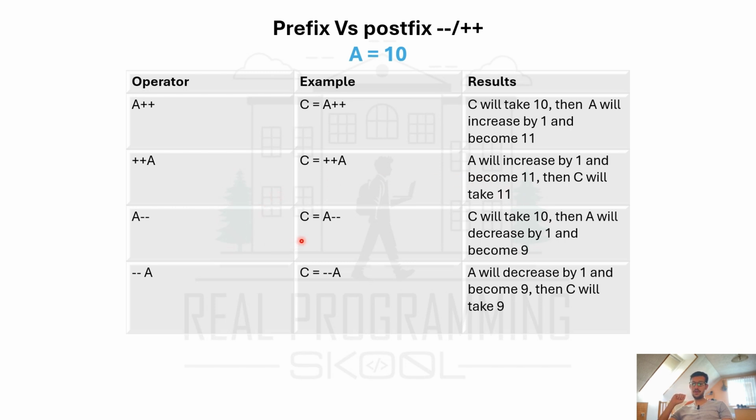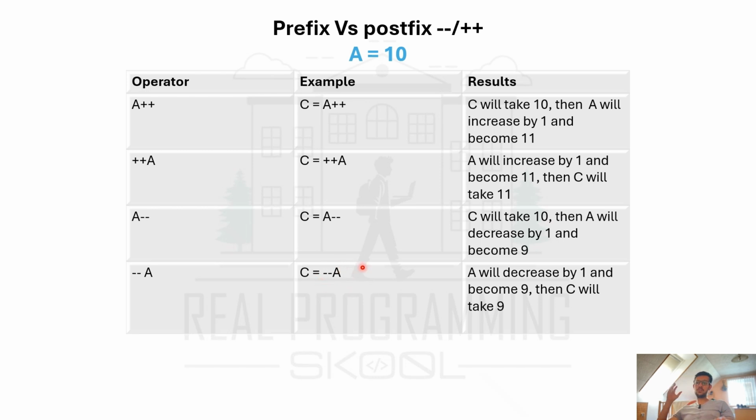Same with the decrement operator. c equal a--, c will take 10 first, the old value of variable a, then the compiler will decrease the value of variable a by 1 and it becomes 9. But if you put the decrement operator before the variable a, like here, --a, then a will decrease by 1 first and become 9, then c will take 9. Why? Because we put the decrement operator before the variable.